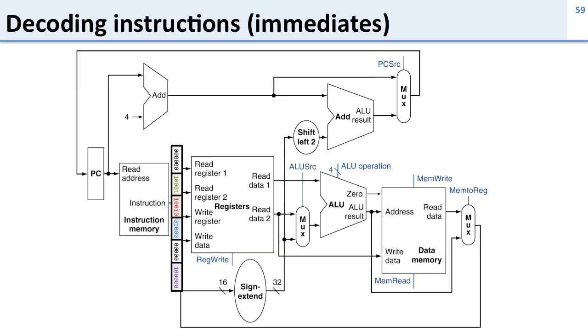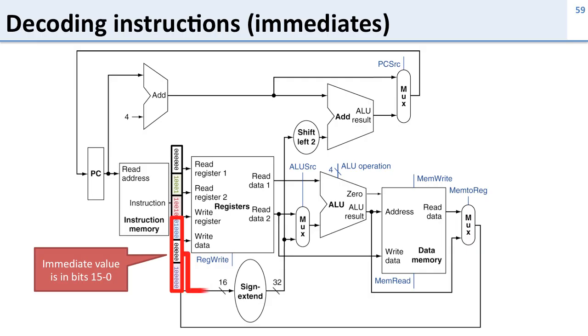So that was how you would encode an R-type instruction. How about an I-type instruction? In an I-type instruction, we have an immediate value in bits 15 through 0. So these bits in the instruction are an immediate value. They're not register values. So when we go to decode an immediate instruction, these values go directly to the sign extension.